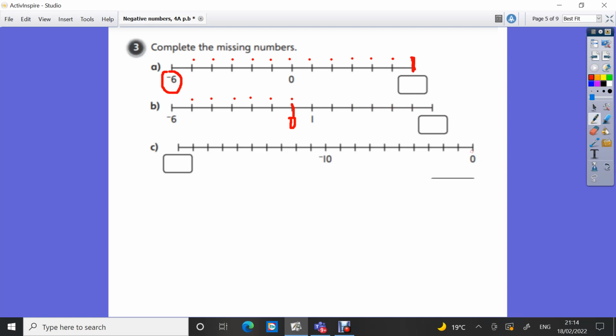Let's count backwards from 0. Start counting from 0, -1, -2, -3, -4, -5, -6, -7, -8, -9, and -10, -11, -12, -13, -14, -15, -16, -17, -18, -19, and here comes -20. So you just have to write here -20.